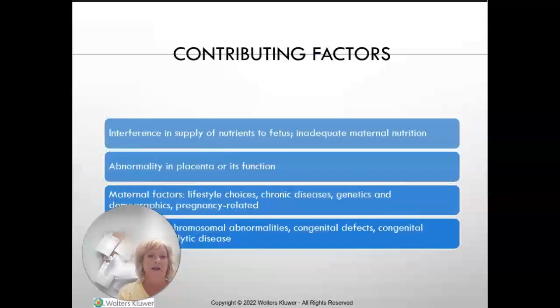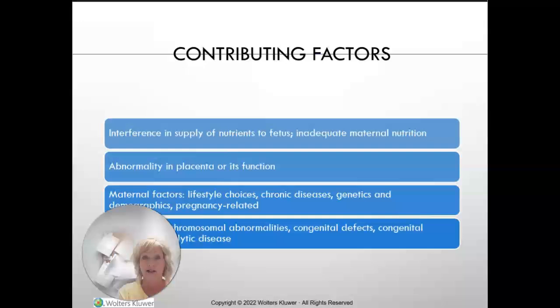But contributing factors: what contributes to this? For whatever reason, there is interference in the supply of nutrients to the fetus. It might be inadequate maternal nutrition. It might be an abnormality in the placenta or its function. Placentas are meant to go for 40 weeks gestation. That's what they're meant to do. Sometimes those placentas start to die off a little bit and they're not delivering the nutrients that they need to. That's placental insufficiency. It's not giving what it needs.